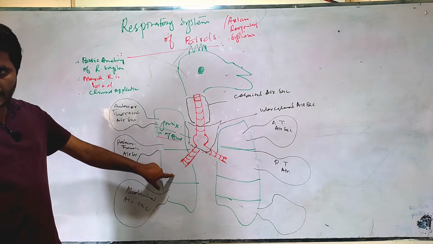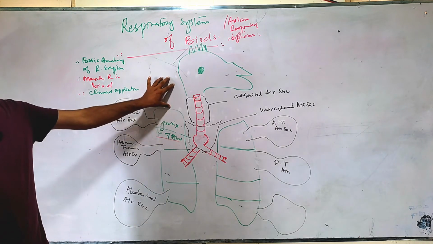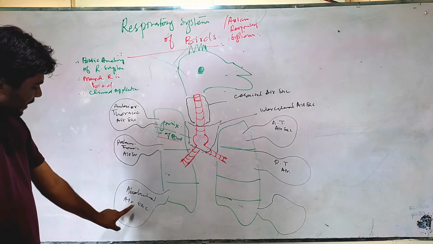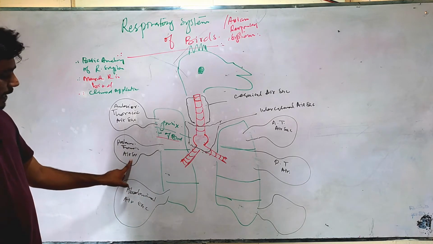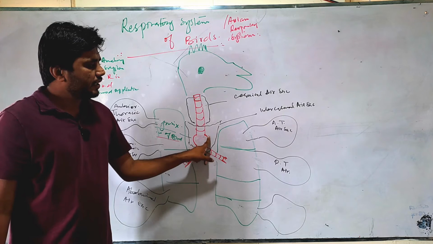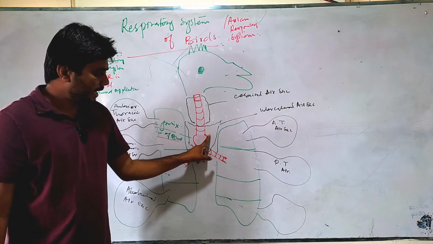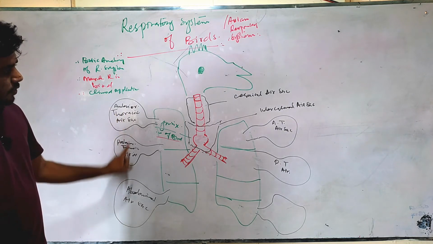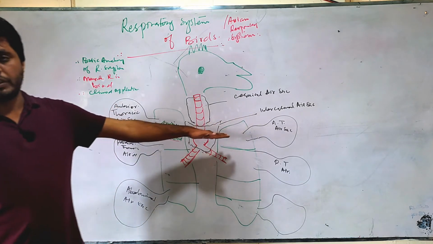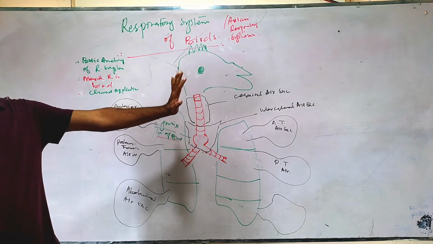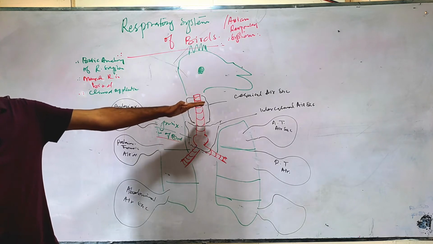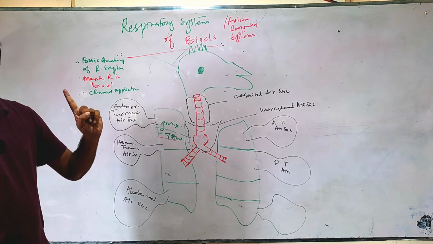Another important point: in birds, we have 9 air sacs. Abdominal air sacs are paired, anterior thoracic paired, cervical paired, and the interclavicular air sac is unpaired. So total, 2, 2, 2, 2, and 1, is 9. But there is some variation between species. Maybe some birds have 1 air sac less, and some have up to 11. But the common number is 9.